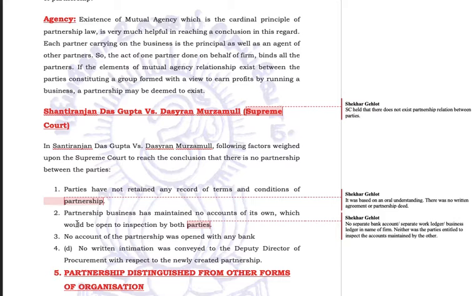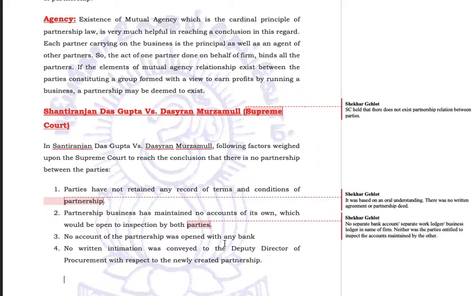No account of partnership was opened with any bank. There was no separate account like we just discussed here. No written intimation was conveyed to the deputy director of the procurement with respect of the newly created partnership. Okay.